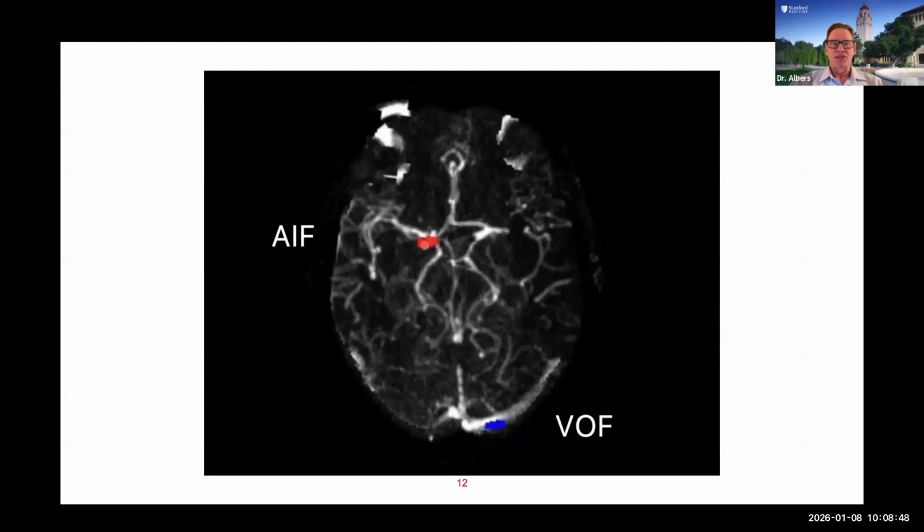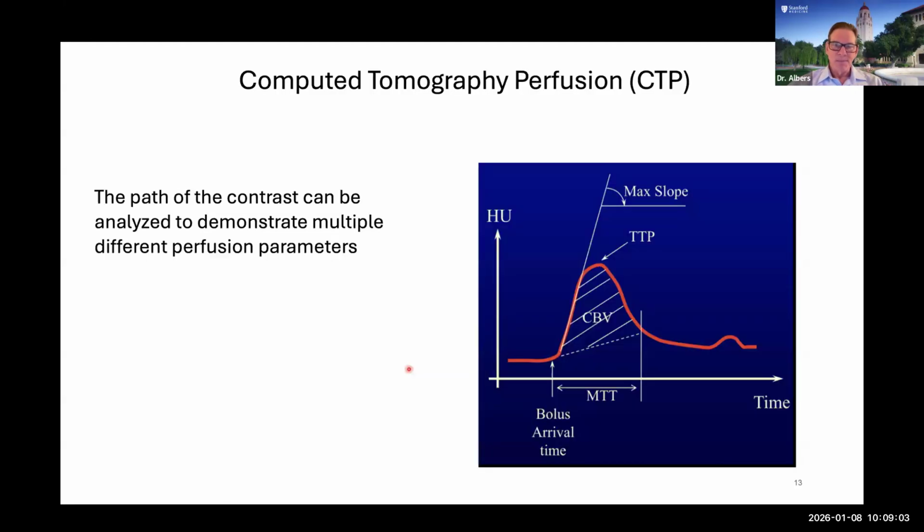So here is an example of finding out where the AIF was selected. For every perfusion imaging, you'll see a red dot over the spot the AIF was picked. This is usually going to be the middle cerebral artery, contralateral to an occlusion. And then you'll see which venous sinus was selected in blue for the exit of the blood from the brain.